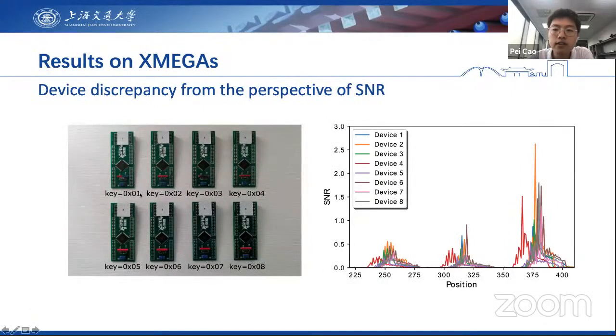The figure on the left shows the 8 X-Manga chips. We initialize each device with a different secret key. We can see from the signal-to-noise ratio that the leakage differs. For example, device 4 is apparently shifted in time.